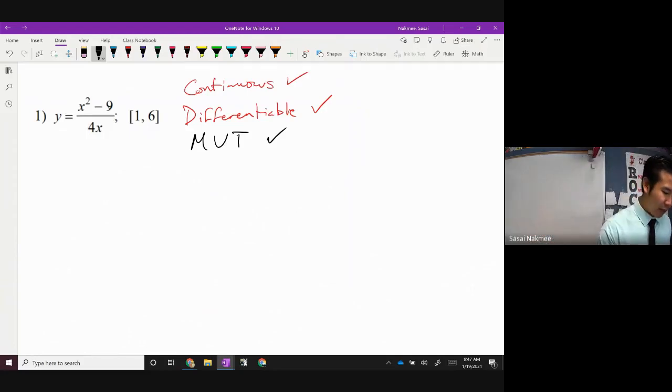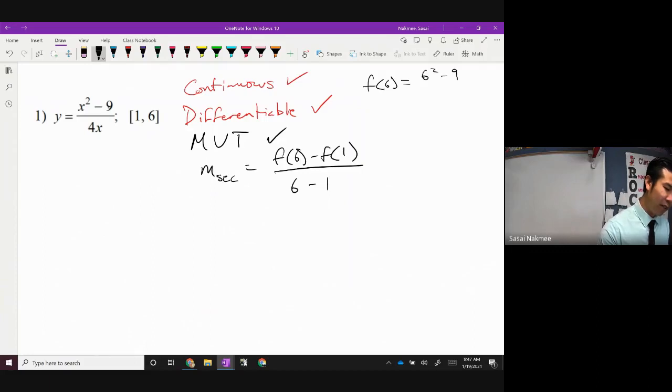So remember, that's just going to be this guy right here. The slope of the secant line is going to be equal to f of 6 minus f of 1 over 6 minus 1, right? So let's do that real quick. Let's plug it in and see what we get. I'm going to do this off on the side. F of 6 is going to be equal to 6 squared minus 9 all over 4 times 6. Plug that into a calculator or just do the math out.